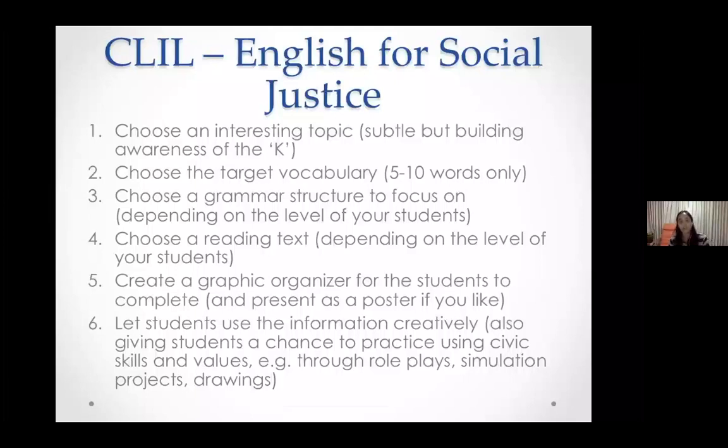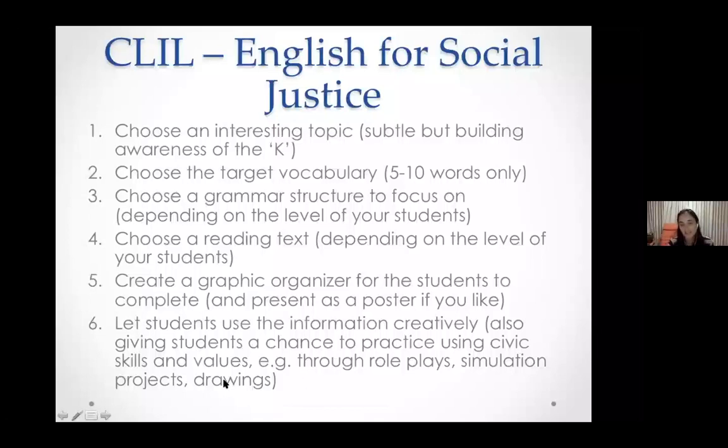And then also target the grammar point. What's the grammar point that comes out of your reading text? Is it past simple? Is it present simple? And then choose the reading text, making sure that it's not too long, not too heavy, just enough to capture their attention and, like Carmen said, make them think critically about a specific issue. And then you can also use a graphic organizer to help them think through the issues that are captured in the text.